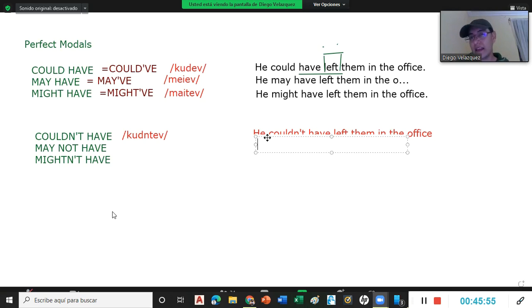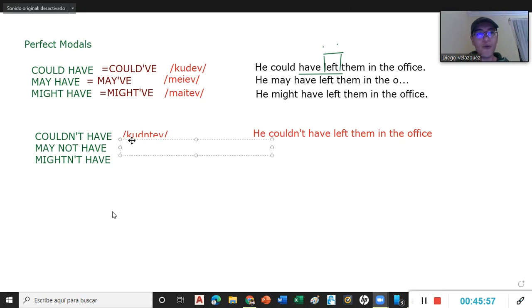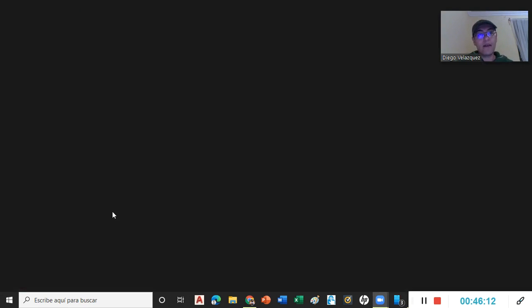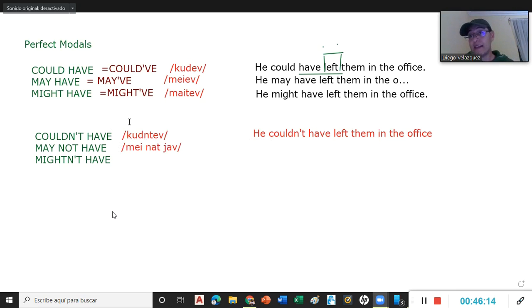In the case of may, yes, we need to separate this. So, may, in this case, needs to be separated. May not have. In that case, only with this one, we don't make a contraction in negatives. He may not have left them in the office. In that case, no contraction.